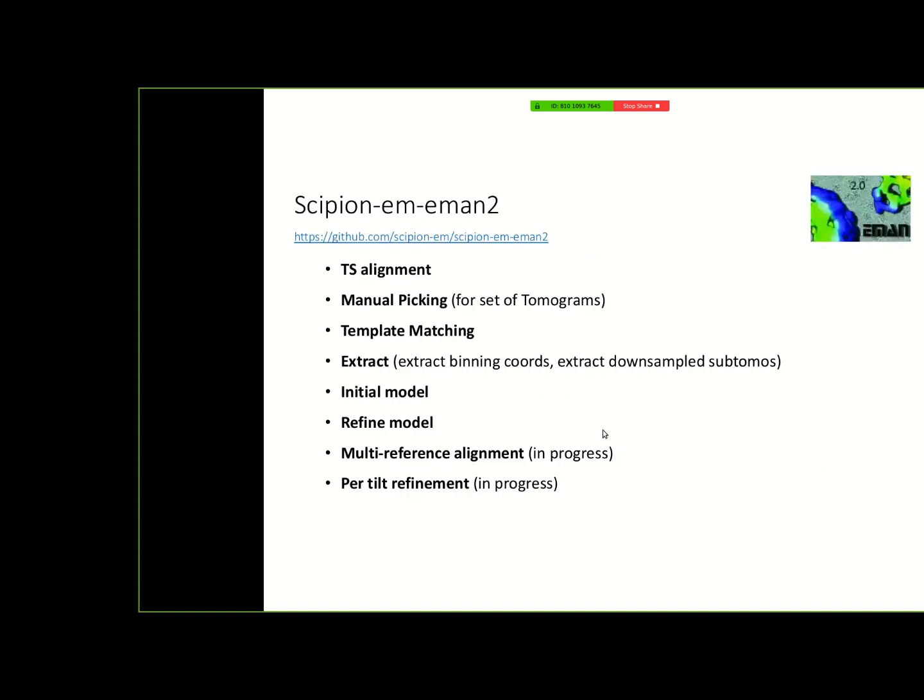Then in EMAN2 we have an almost full pipeline, starting from the tilt series alignment, automatic, and then 3D reconstruction, manual picking in the tomograms, also template matching picking, then extracting particles from those tomograms, constructing an initial model to start a subtomogram averaging process, then refining that model, just a single class, and now we are working on the multi-reference alignment that is almost done, and the per-tilt refinement that is in progress. This is really starting.